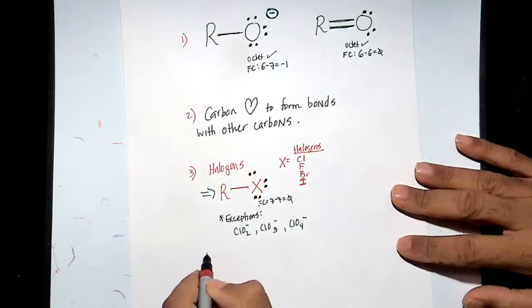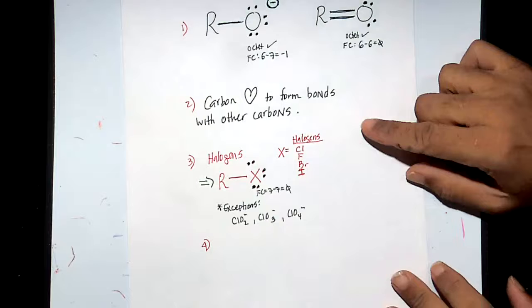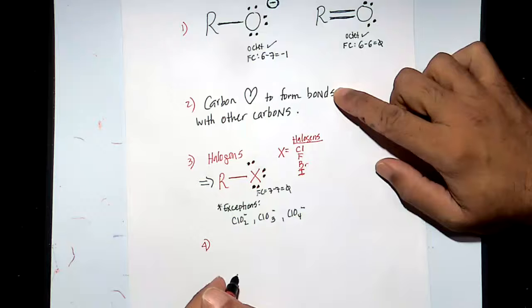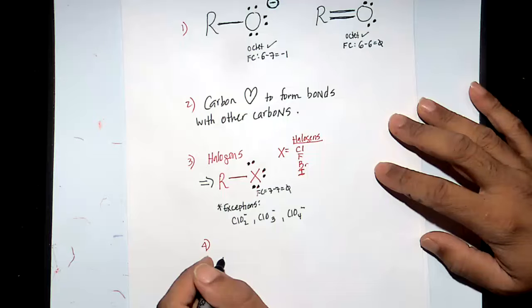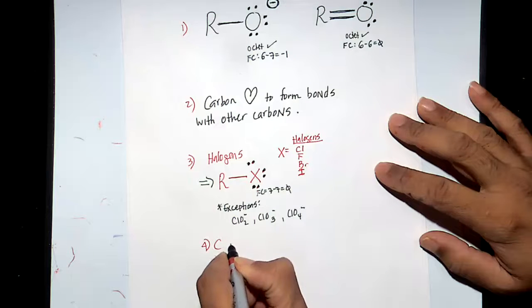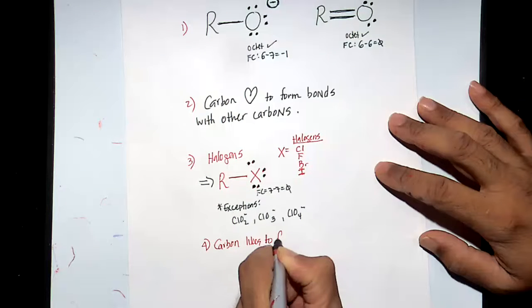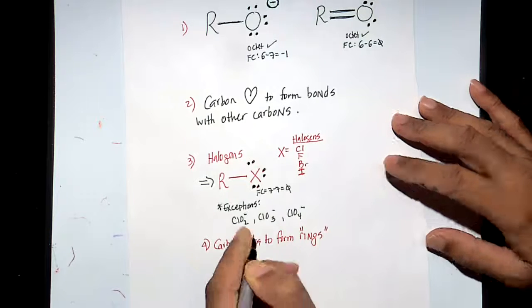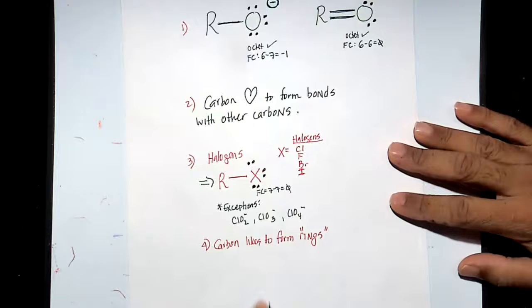All right, let me tell you one last tool in our kit. Remember, carbon loves to form bonds with other carbons. This is the basis for a lot of your organic and biochemistry. The fourth little tool in our toolkit is that carbon likes to form rings. Rings means the molecule closes in on itself. The example of this is benzene.